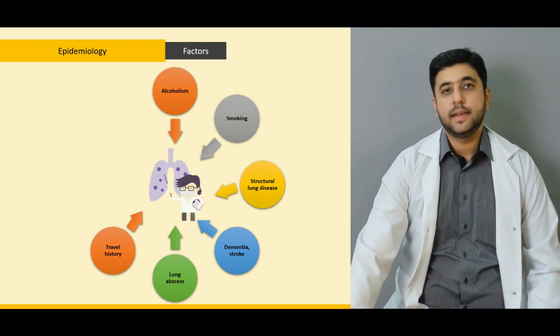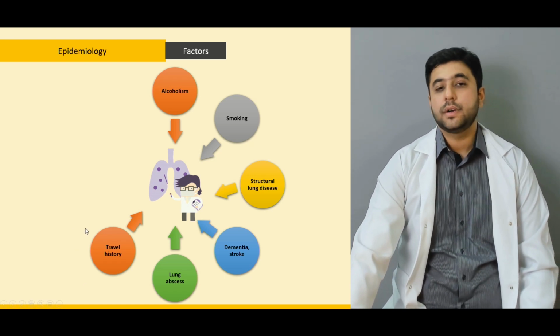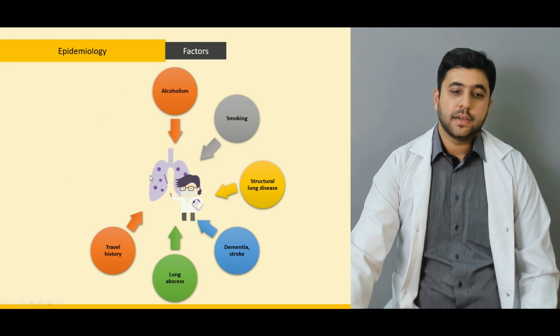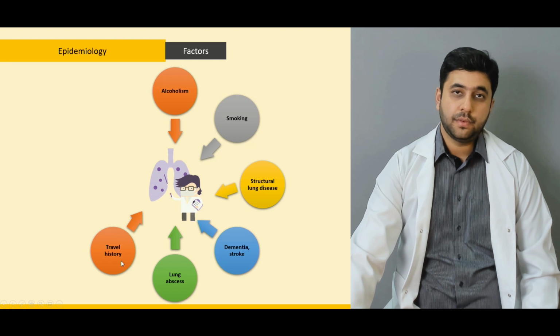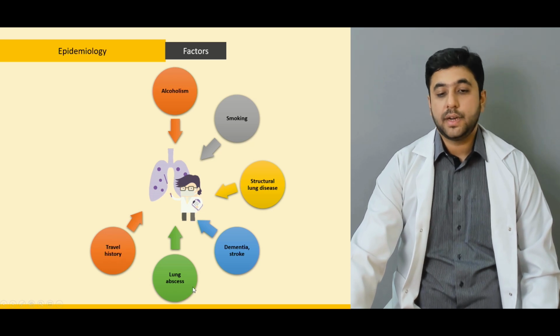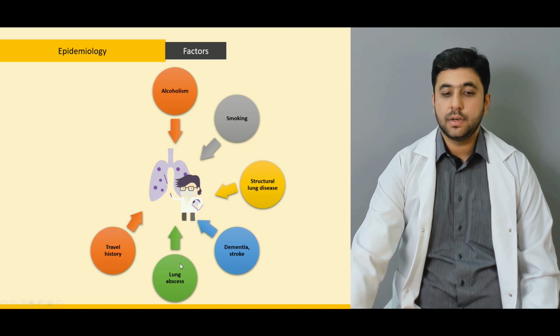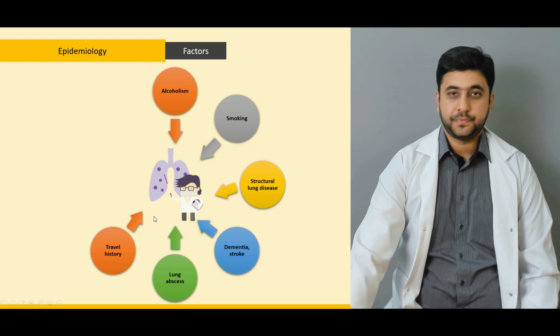So it is important during history taking to have a thorough history of the patient's recent travels, his comorbid conditions, his smoking history, his alcoholism history, if he has some structural disease, or if he has some previous stroke episode. These are all the factors which help us in making an educated diagnosis.